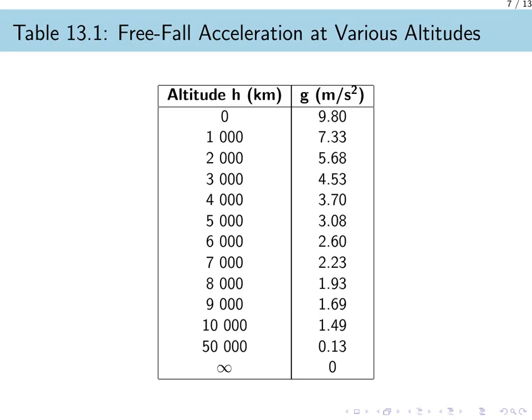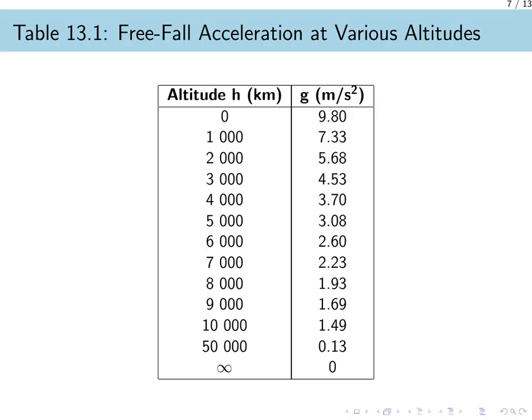This slide presents Table 13.1, which shows us exactly how the free-fall acceleration, g, changes with altitude. This table puts concrete numbers to the equation we just discussed. The left column lists the altitude, h, in kilometers above the Earth's surface. The right column shows the corresponding value of g in meters per second squared.